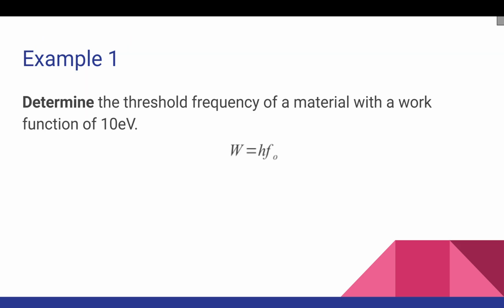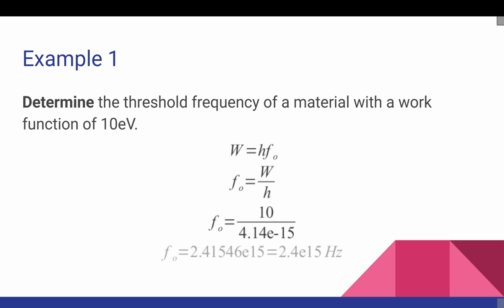So, what's the threshold frequency of a material, a metal, if its work function is 10 electron volts? I'm going to pull out the formula W equals h f naught, and because it's asking for the threshold frequency, I'm going to solve it for f naught. Work function is the 10 electron volts. It's the energy that's needed to snap off the electron. And since it's measured in electron volts, this is one of those I have a reason moments. I'm going to use Planck's constant in electron volts, 4.14 times 10 to the negative 15. And I find that it has a threshold frequency of 2.4 times 10 to the 15 hertz.